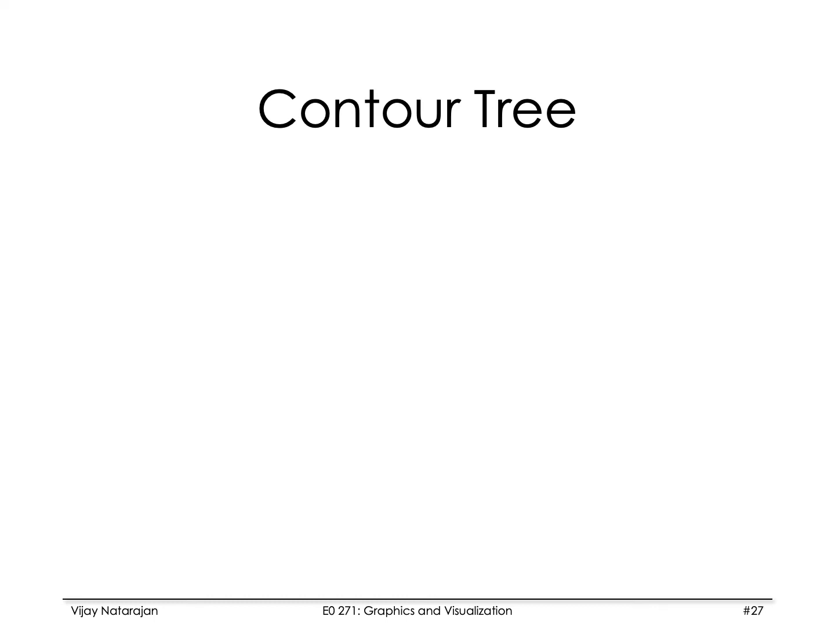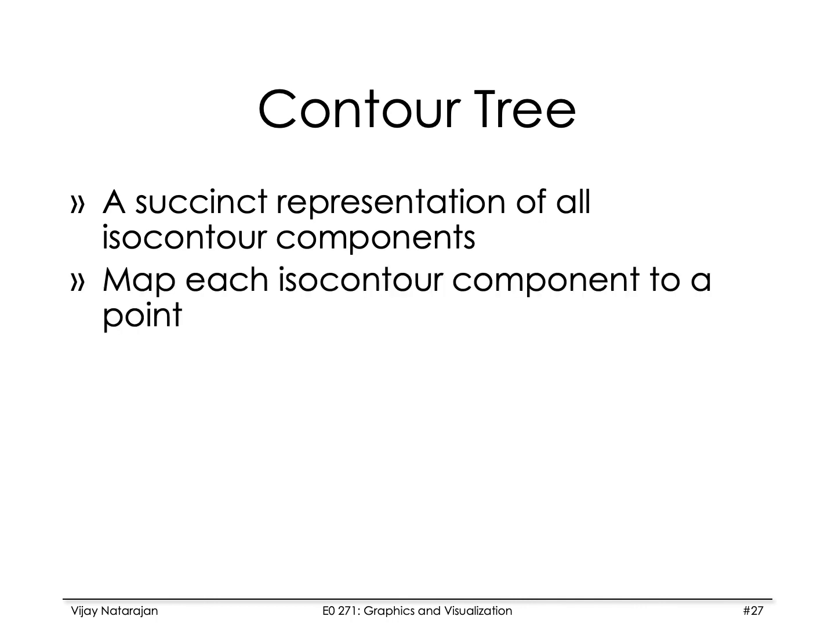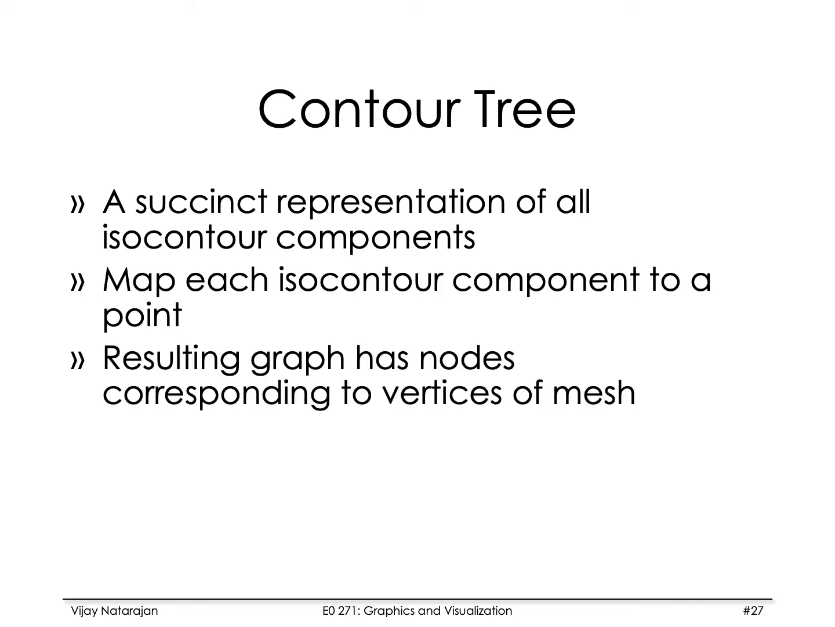So just to summarize, the contour tree is a succinct representation of all isocontour components, specifically their topology. It can be constructed by mapping every isocontour component to a point, and this collection of points can be recognized as a tree. The nodes of this tree correspond to vertices of the mesh. Specifically, the degree 1 nodes are the minima and maxima, and the degree 3 nodes are the saddle points.